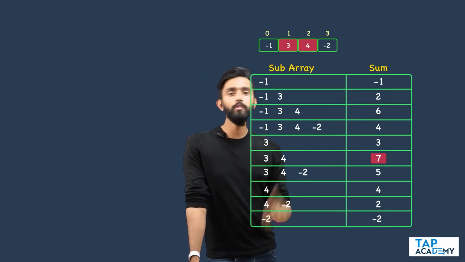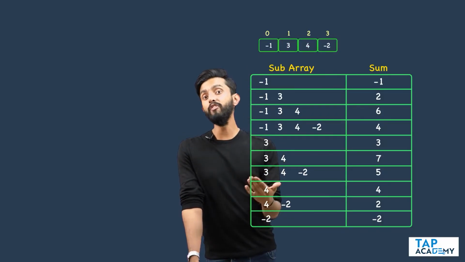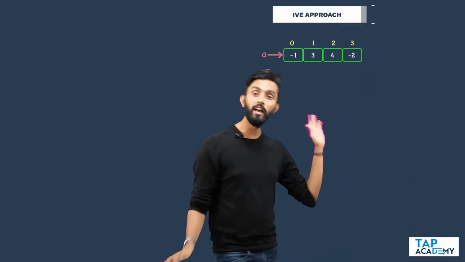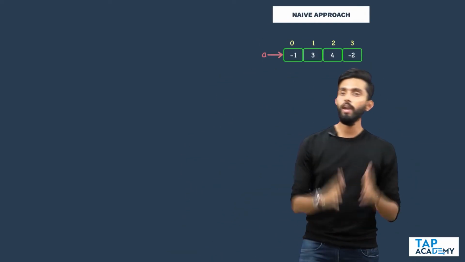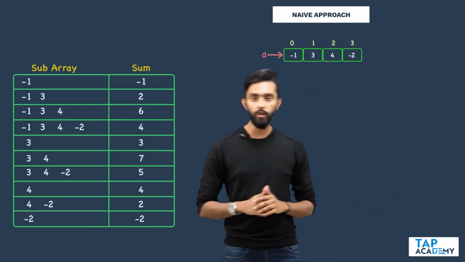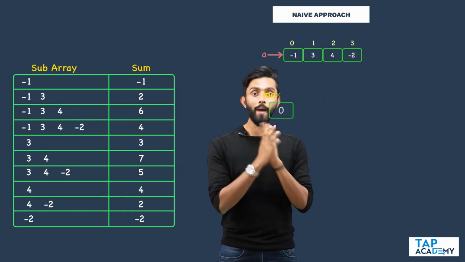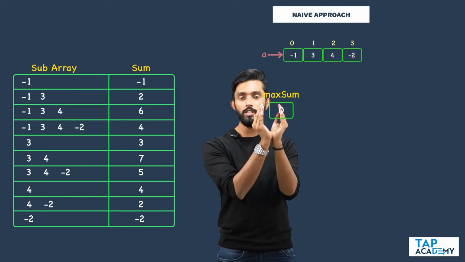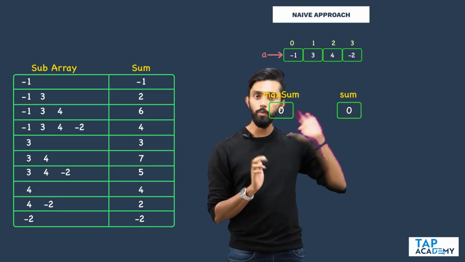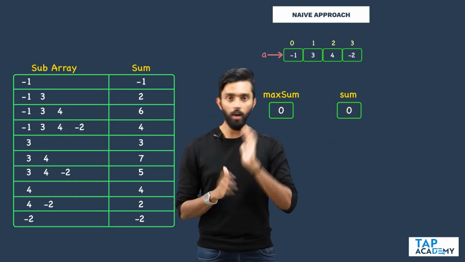Now, how can we solve it? Obviously, there is a naive approach and there is an efficient optimized approach. First, let us look at the naive approach. This is my array. I will also bring the table in front of you so that we have it as a reference. I am going to create a variable called maxsum, which is what ultimately is going to be my output. And I am going to create a variable called sum, which will help me calculate the sum of every subarray. I hope you are able to think.